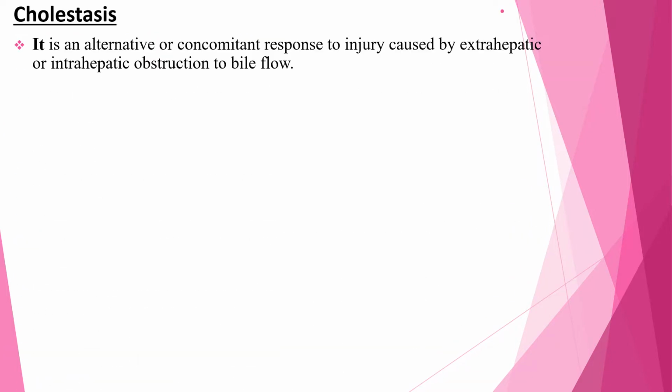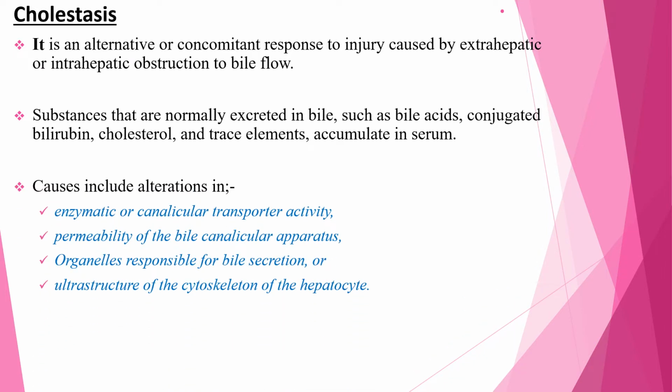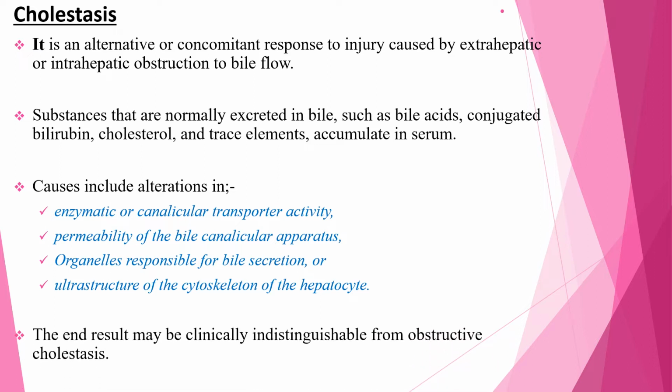Cholestasis is an alternative or concomitant response to injury caused by extrahepatic or intrahepatic obstruction to bile flow. Substances that are normally excreted in bile, such as bile acids, conjugated bilirubin, cholesterol, and trace elements, accumulate in serum. Causes include alteration in enzymatic or canalicular transport activity, permeability of the bile canalicular apparatus, organelles responsible for bile secretion, or ultrastructure of the cytoskeleton of the hepatocyte. The end result might be clinically indistinguishable from obstructive cholestasis.